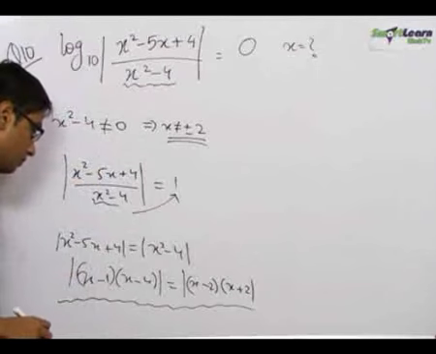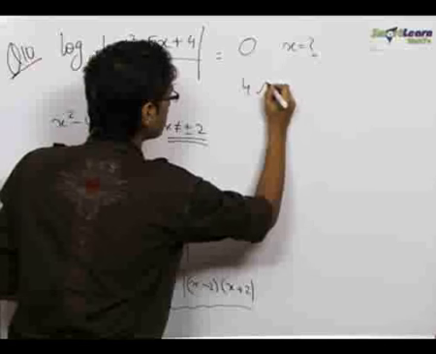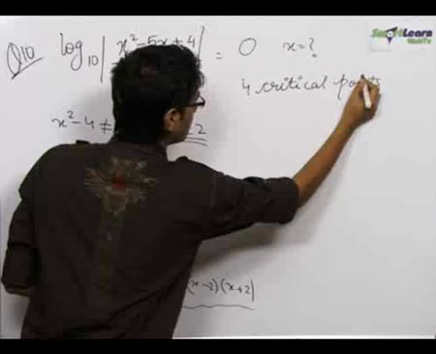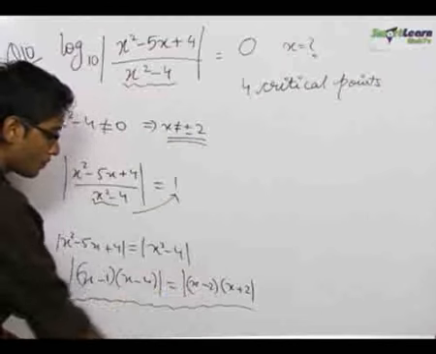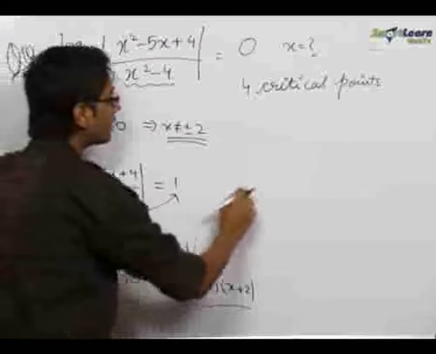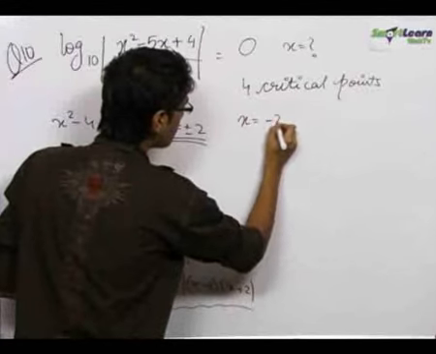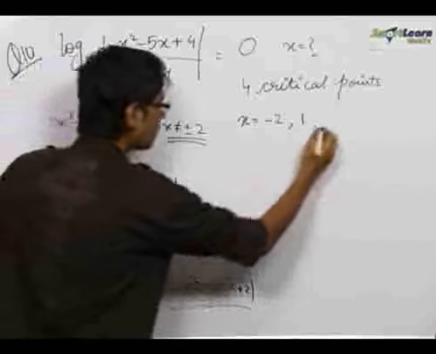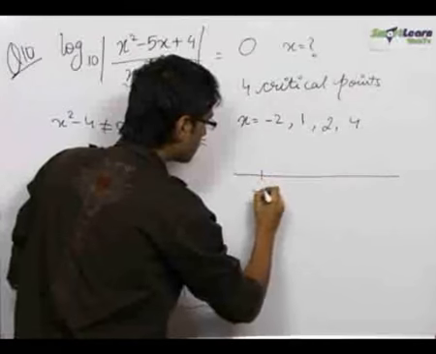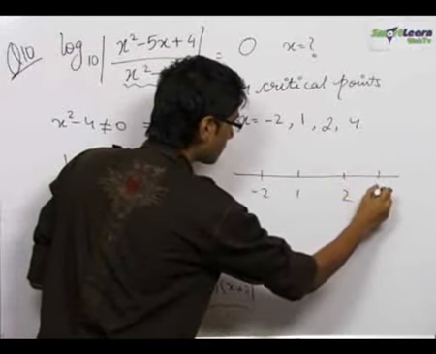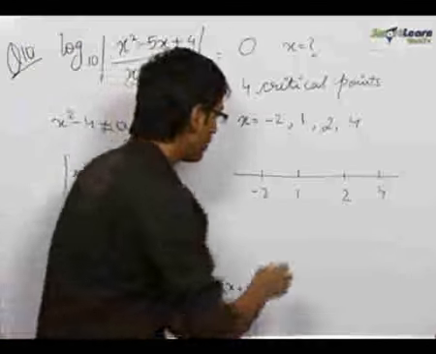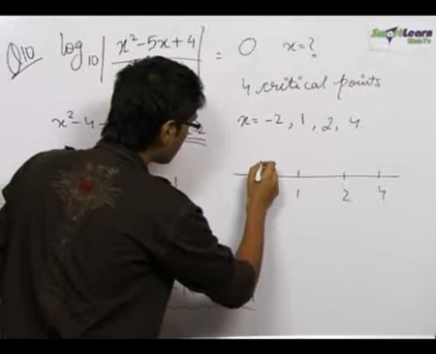This is an equation in which there are 4 critical points. The 4 critical points are x equals 2, x equals minus 2, x equals 1 and x equals 4. So we write these critical points in ascending order. They are x equals minus 2, 1, 2 and 4. We make the number line and mark these points. Since there are modulus signs involved, we try to analyze the solution of the given equation in different domains, or rather in different intervals of x.